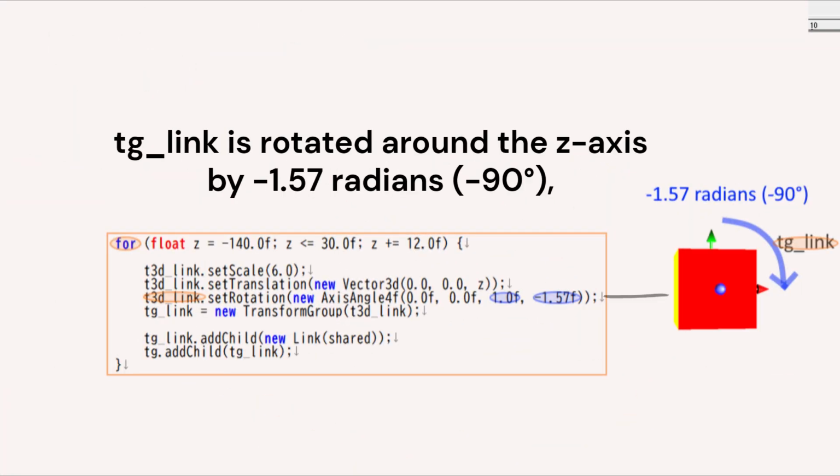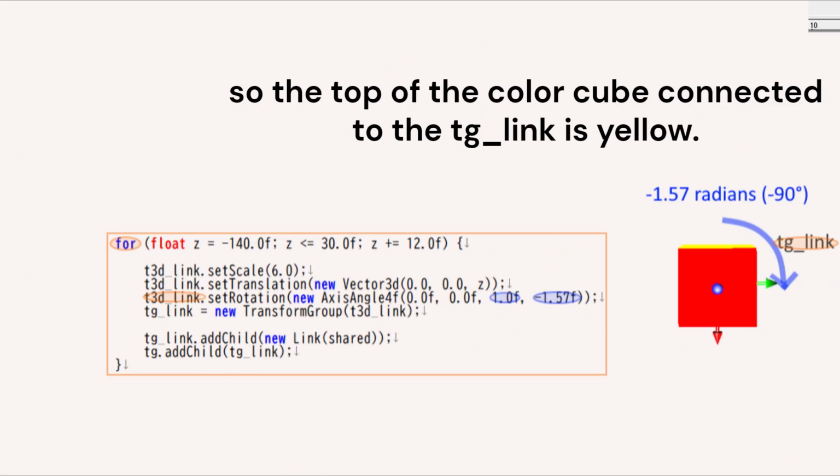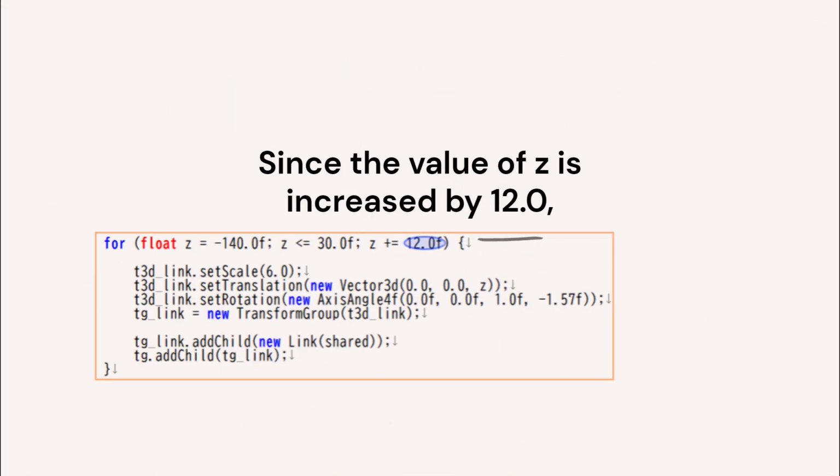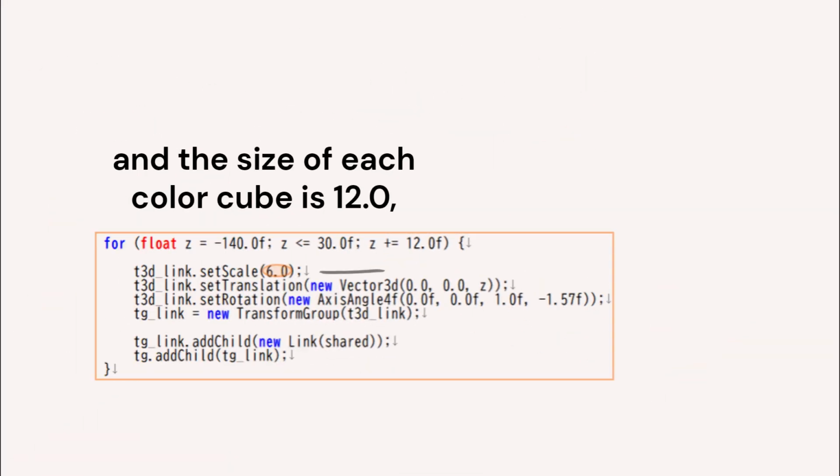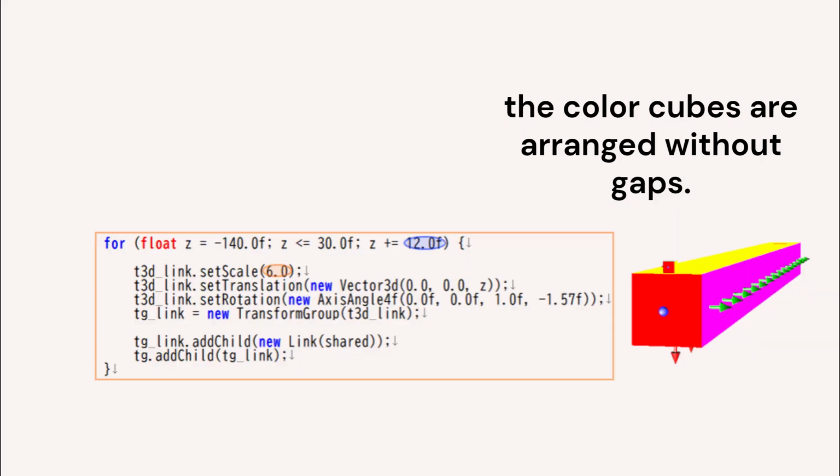TG-link is rotated around the z-axis by -1.57 radians, -90 degrees. So the top of the color cube connected to the TG-link is yellow. Since the value of z is increased by 12.0, and the size of each color cube is 12.0, the color cubes are arranged without gaps.